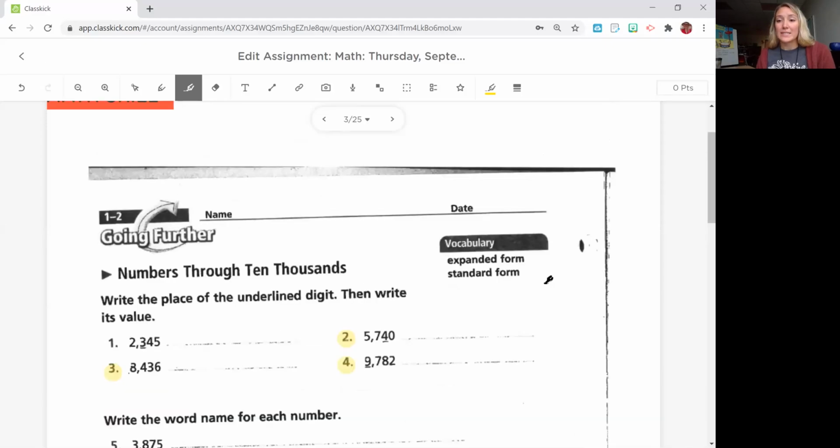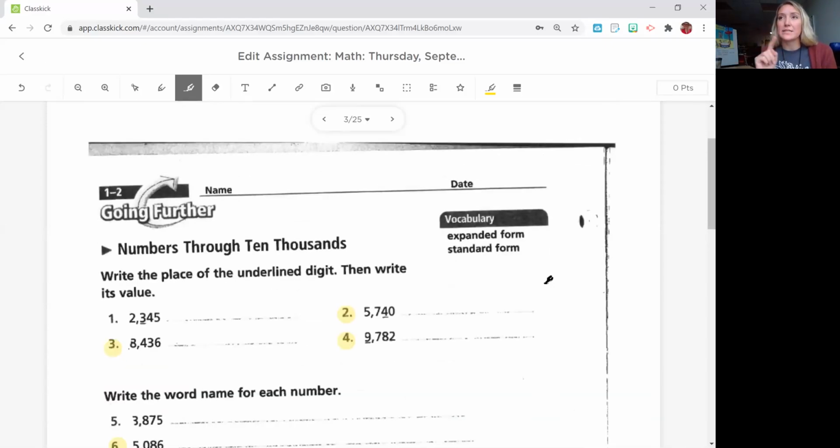For our math skill practice today, we have two parts. We're learning something new and we are reviewing. This is our review page when we are looking at the different forms of a number.